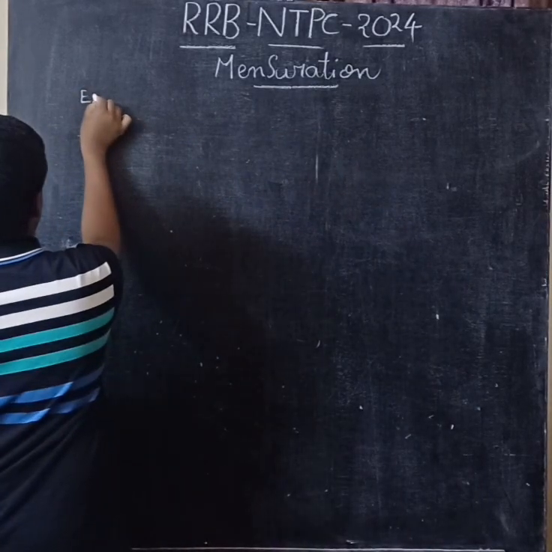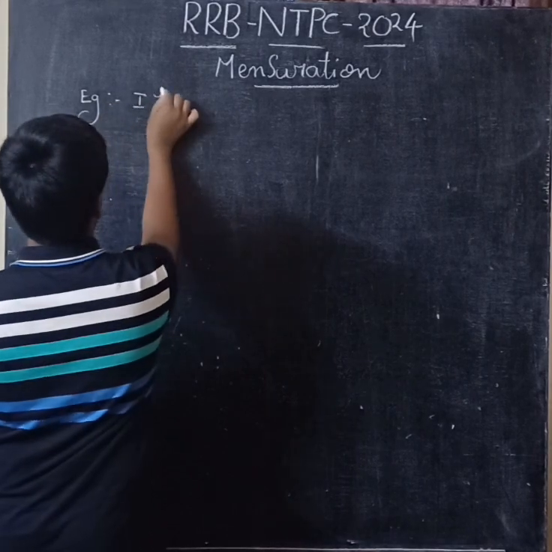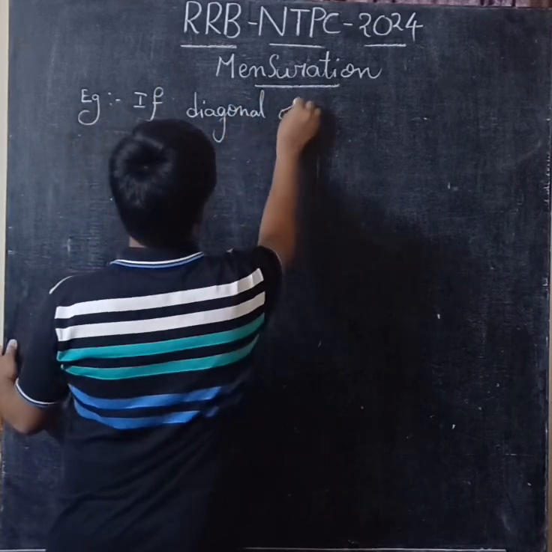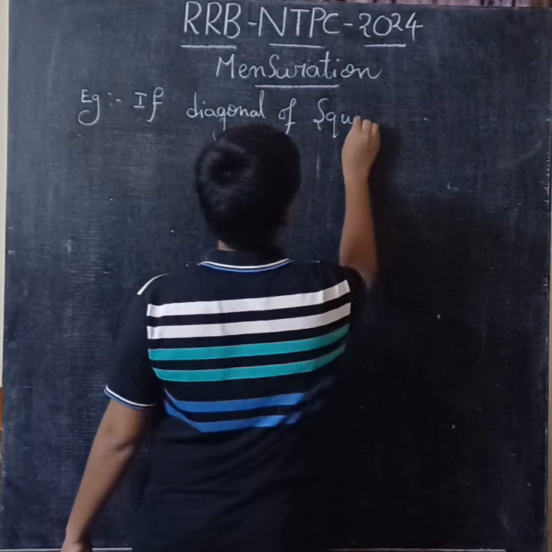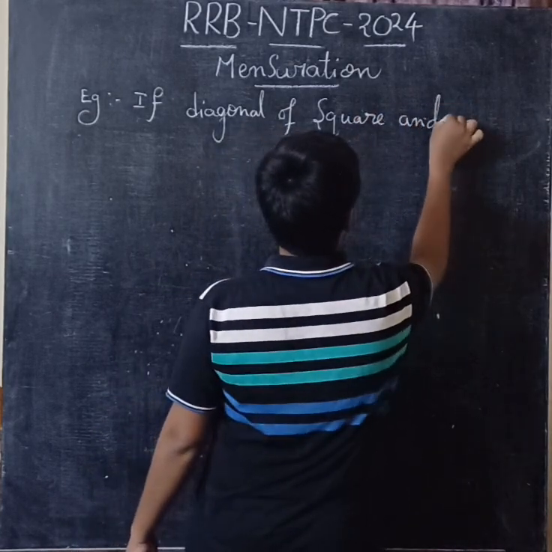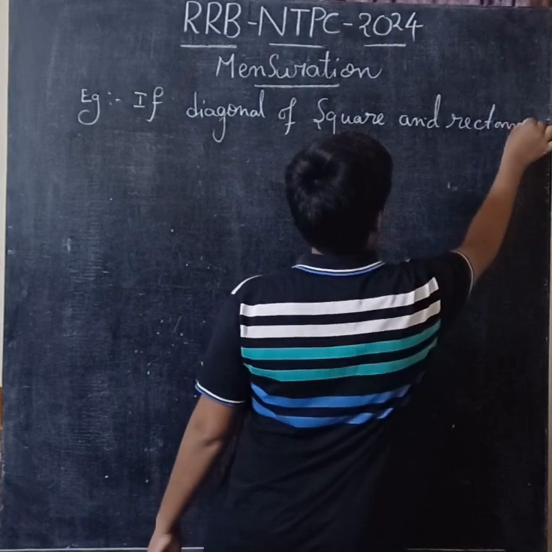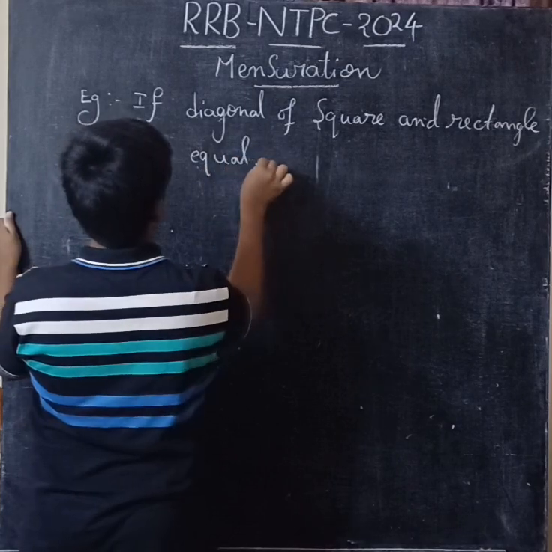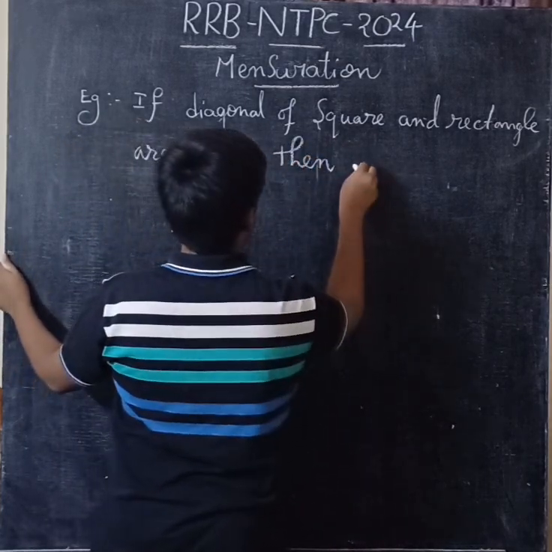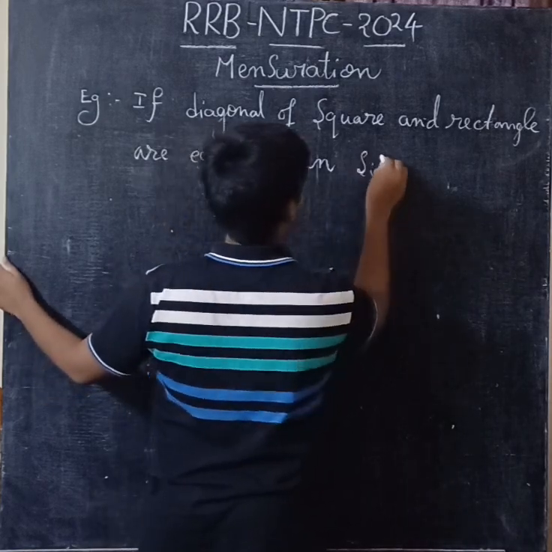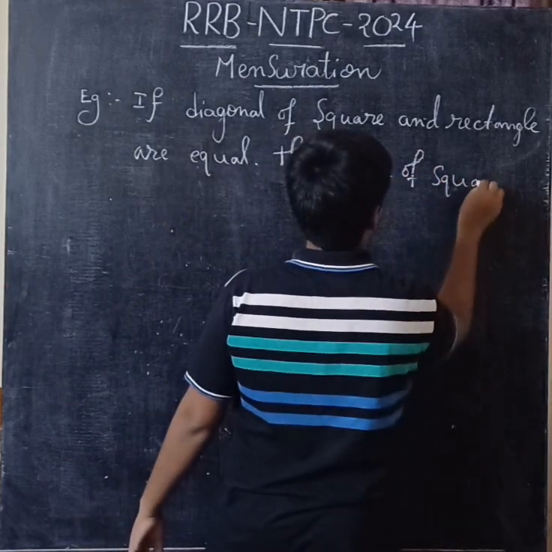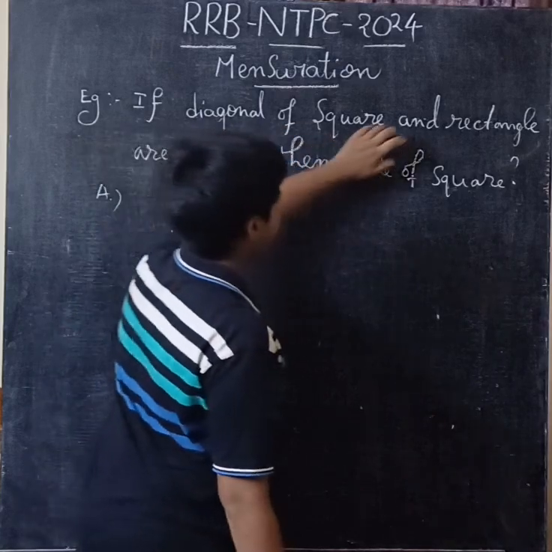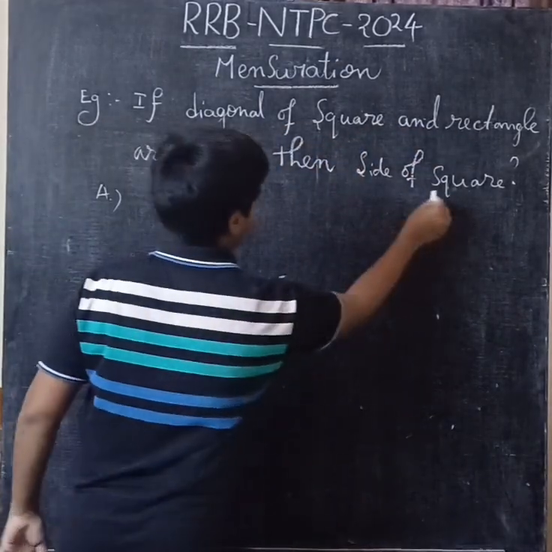And if we see the next one: if the diagonal of a square and a rectangle are equal, then the side of the square is. So this is the question. If the diagonal of a square and a rectangle are equal, then the side of the square is.